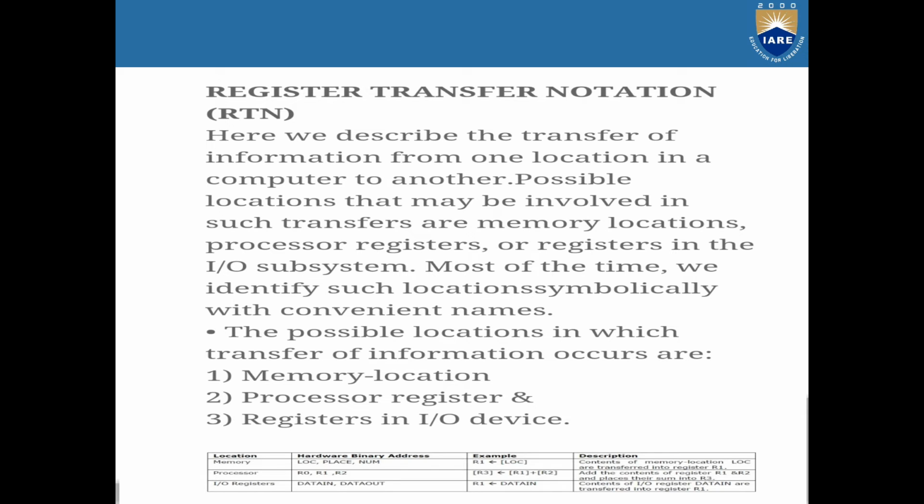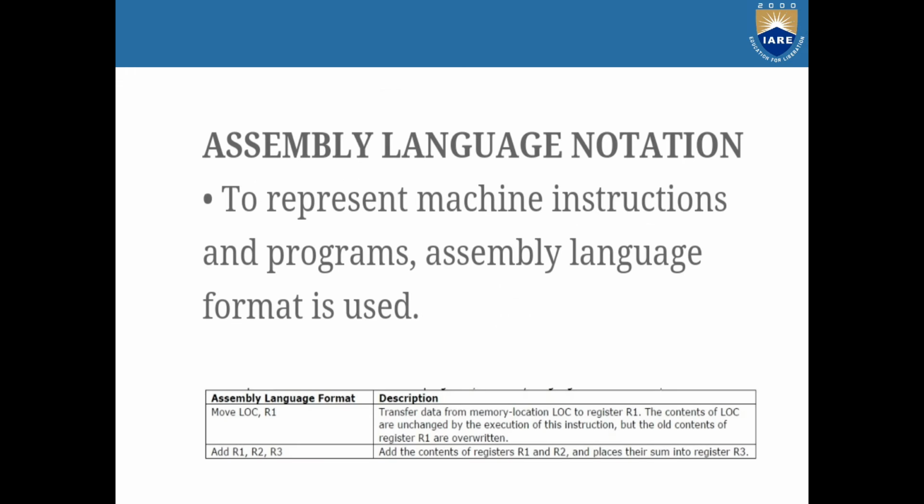Register transfer notation. Here we describe the transfer of information from one location in a computer to another. Possible locations that may be involved in such transfers are memory locations, processor registers, or registers in the IO subsystem. Most of the time we identify such locations symbolically with convenient names. The possible locations in which transfer of information occurs are memory location, processor register, and registers in IO device.